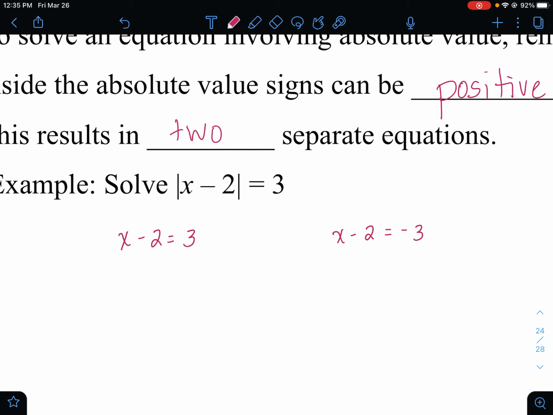If the original problem was negative 3, that would be a whole other issue. And now we just solve each of these equations. So I'm going to add 2 to both sides here. So 3 plus 2 is 5. Got our first answer. Here I'm going to add 2, and we get negative 1. We have our second answer.